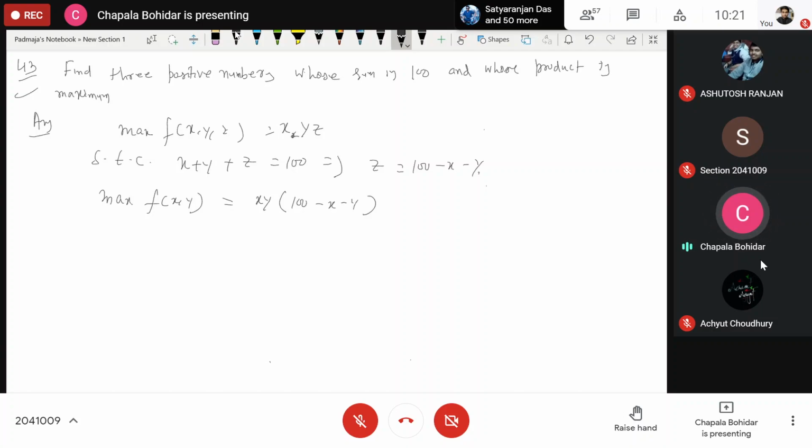Then find your critical points. Try yourself. It is a function having two variables. fx is equal to 100y minus 2xy minus y square. fy is equal to 100x minus x square minus 2xy.